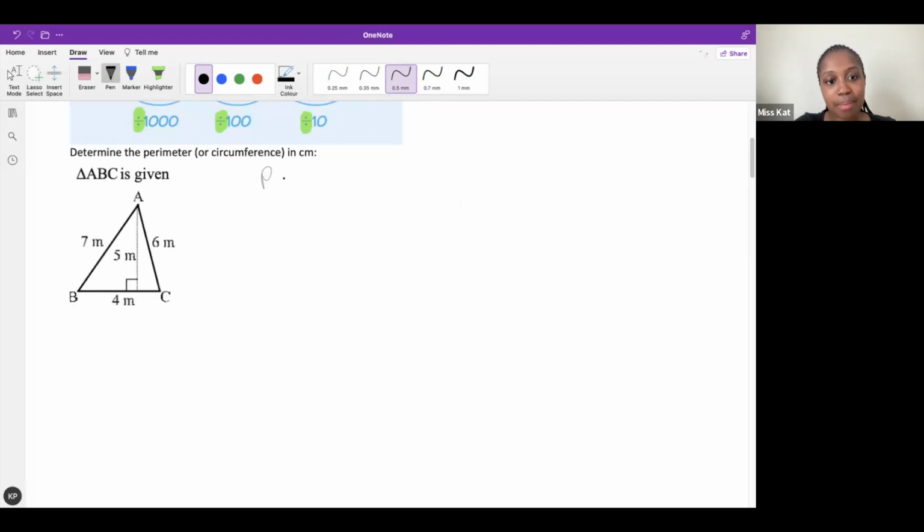So first I'm going to say perimeter equals. Give me the dimensions of all the sides. Do I convert it first, ma'am, or do I give it as is? It doesn't matter which one you do first. You can first calculate or you can first convert. Okay, so 700. So you've converted already to centimeters. Plus 600 centimeters plus 400 centimeters. And what is my perimeter for this shape?